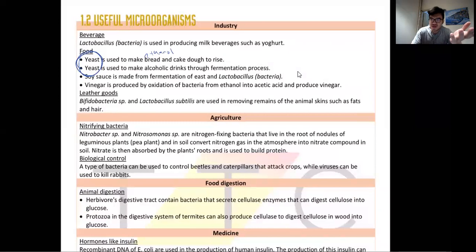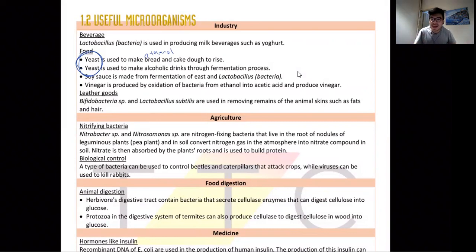Have you eaten roti canai before? Have you seen those roti canai stalls? Before they make roti canai, I mean fresh ones, from that counter of making roti canai, they will go to the bottom. They will take one big bucket out, and inside the bucket are many dough of the roti canai. So what is it doing down there?